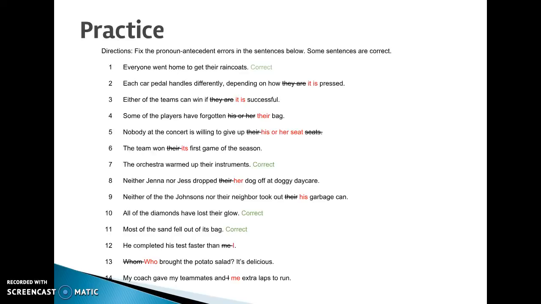All right, so pronoun antecedent is tricky. Hopefully some of these rules are starting to make sense and we can keep reviewing from here.